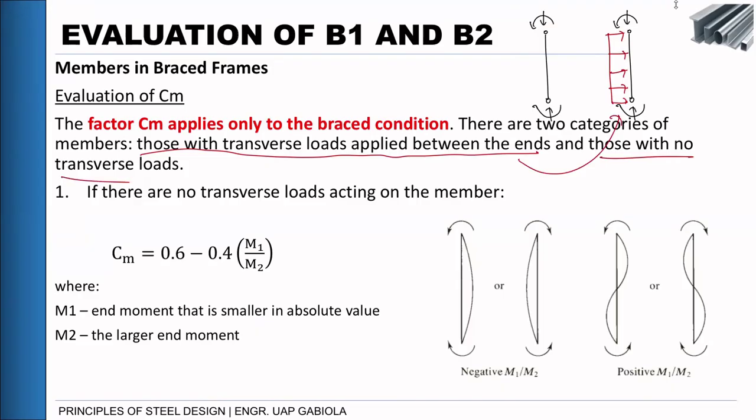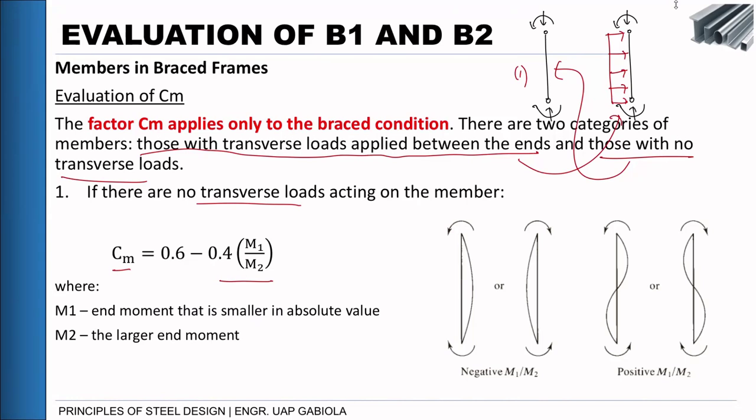Those with no transverse load. So, ito yung sa kabila. Okay, so if there are no transverse load, so itong first condition natin, ang CM daw is taken as 0.6 minus 0.4 times the ratio of M1 over M2. So M1 and M2, M1 is the end moment that is smaller in absolute value and M2 is the larger end moment.